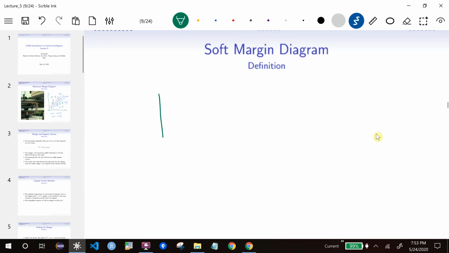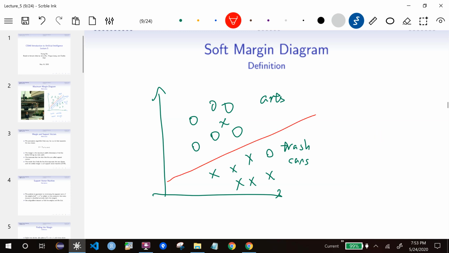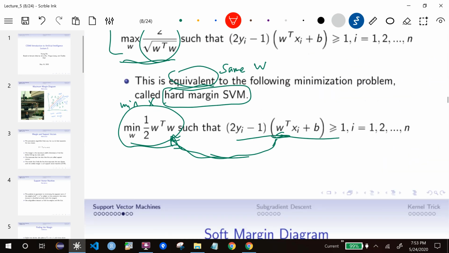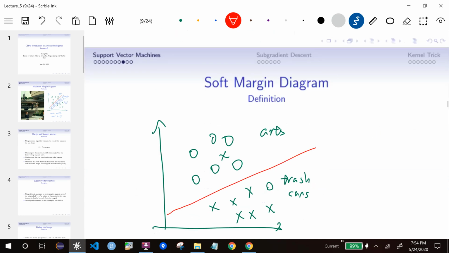So let's draw a diagram. We have, say, arts here, and we have trash cans here. And suppose we have one trash can that looks really nice, let's say here, and maybe we have an art that's really garbage. So we still want this line like this, but if we actually use the formulation here, none of the W's will be able to satisfy this condition.